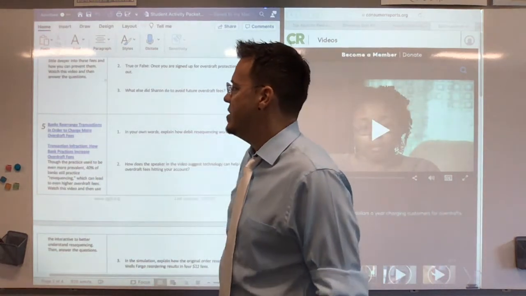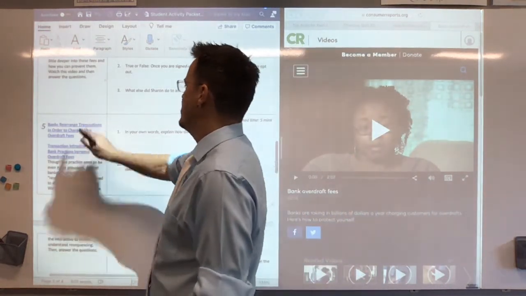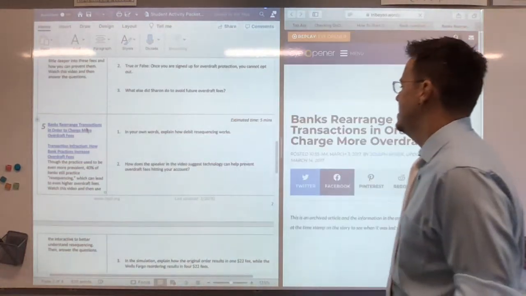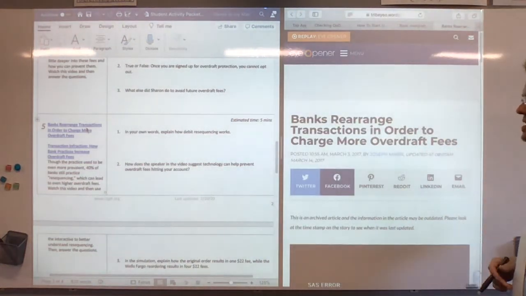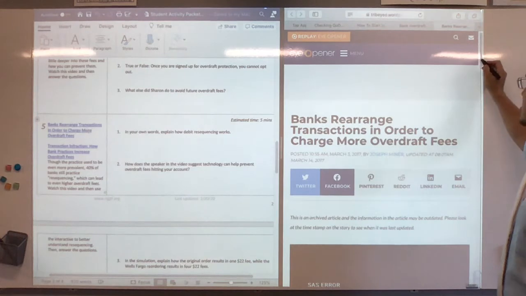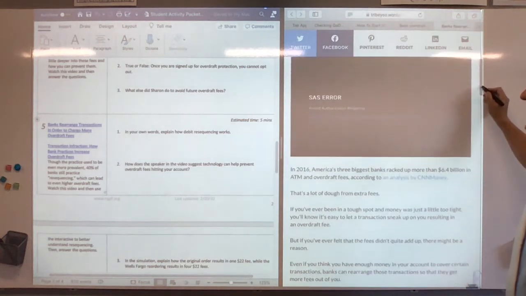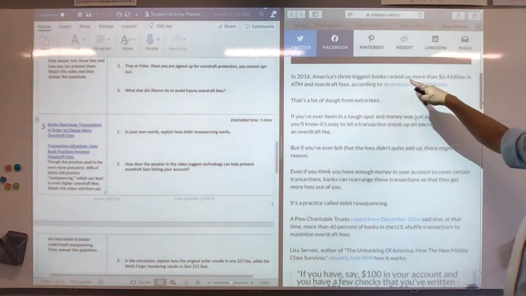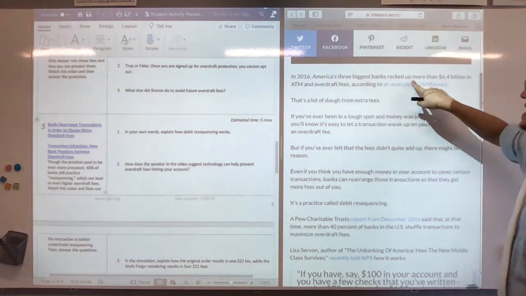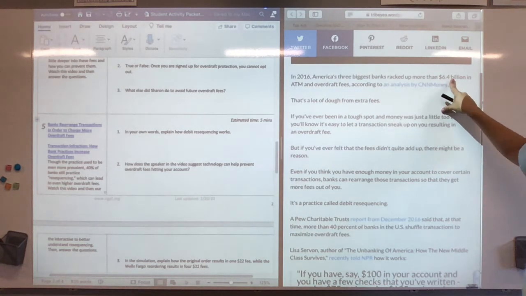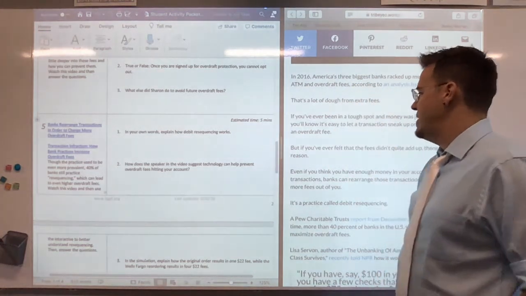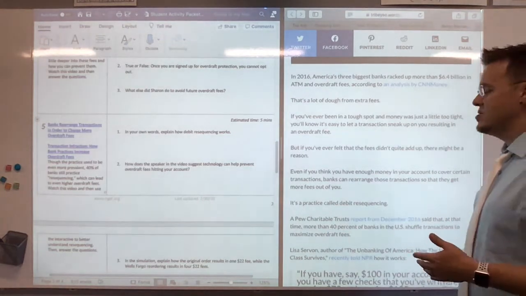All right, banks rearrange transactions in order to charge more overdraft fees. What? Ladies and gentlemen, how crazy is this article? Okay, so when you start to read this, understand that in 2016 America's 3 biggest banks racked up more than $6.4 billion in ATM and overdraft fees. I know there were some banks that got in trouble for this.